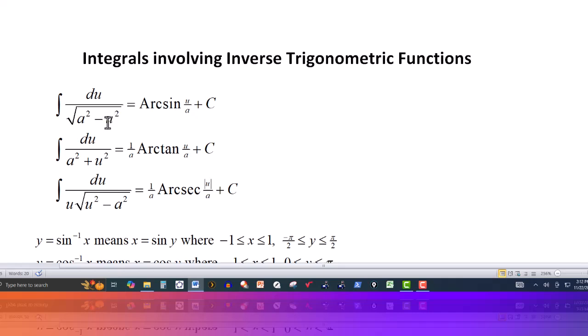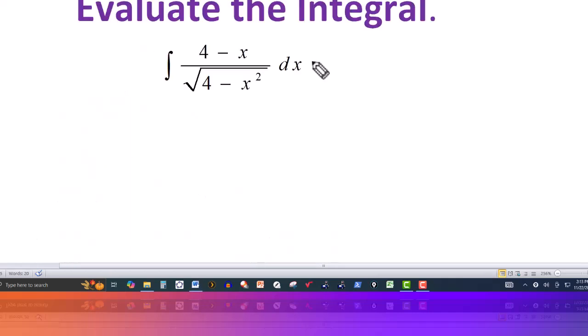Now if you have an x here, it's no problem. Instead of the u, you have an x over this a. In our case, it's 4, so a would be 2. In some cases, you might have to use a standard U-substitution to get it to this point. But in our case, what we're going to do is this. We're going to break this up into two integrals.